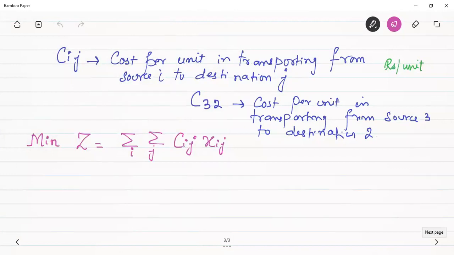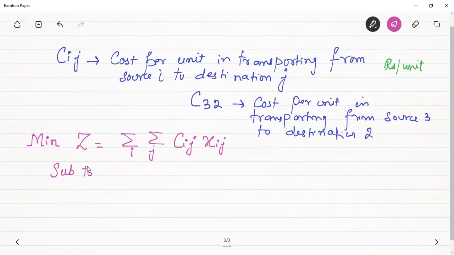In this transportation problem, we have to minimize the transportation cost, and the transportation cost is the product of the cost per unit in transporting from a particular source to a particular destination multiplied by how many units we are transporting from that source to that particular destination. Is it correct? This is the objective function, but it has to be subjected to certain constraints.